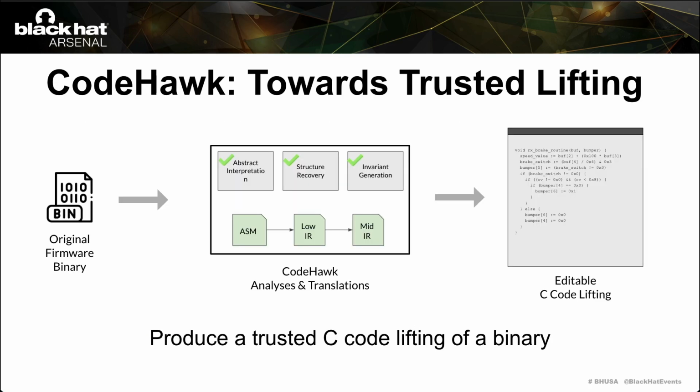Okay, so using our trusted analysis, our baseline analysis, we can produce a trusted lifting of a binary into a high-level language, in our case C. And as far as we know, we're the only tool that's working towards this level of trust for binary lifting. The lifting we produce then is editable. So we have provenance that links the expressions of the lifting back down to the binary instructions, and then has a bunch of other analysis results that allow our patcher, which we'll talk about later, to make very efficient changes to a binary.